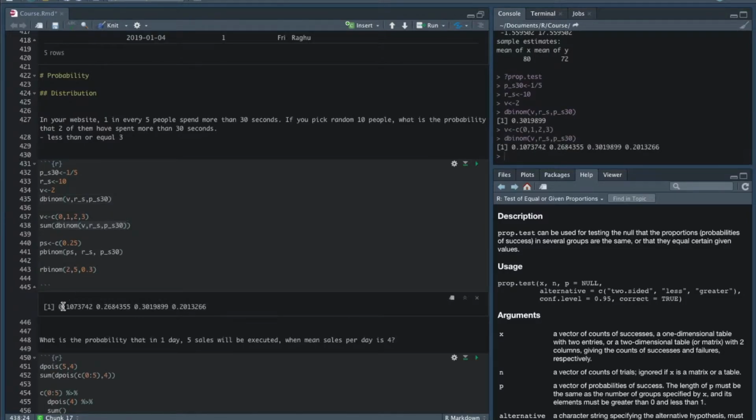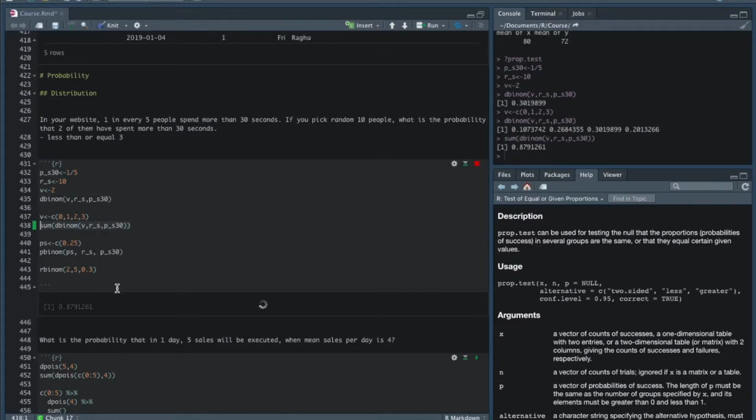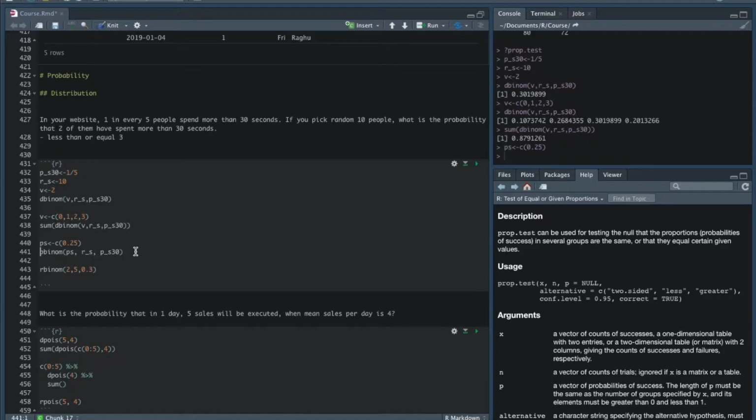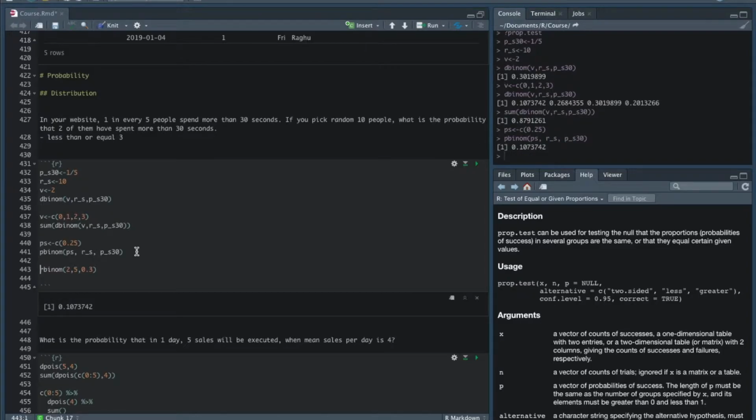We see that there are 1, 2, 3, 4 probabilities, and to find out the final probability, we just add them up, and when we add them up, it becomes 0.87. So the probability that less than or equal to 3 people have spent more than 30 seconds out of these 10 people is 87%. Similarly, if you want to know the value at the 25th percentile in the distribution, you just assign the value 0.25 and then run pbinom, and the 25th percentile in this particular distribution is 0.10.